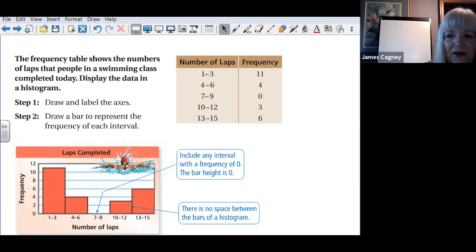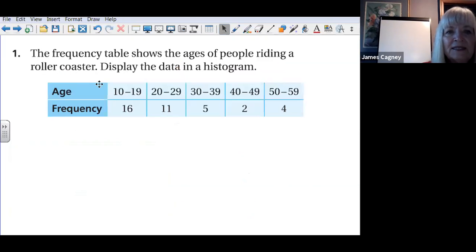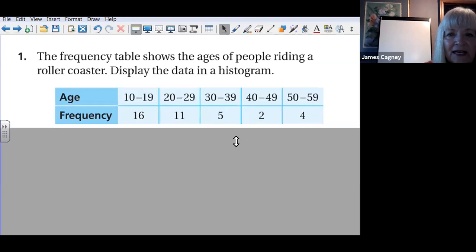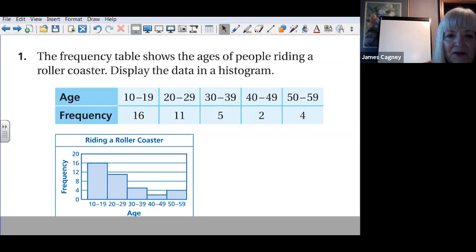Here is one for you to try. This one says the frequency table shows the number of people riding a roller coaster. Display the data in the histogram. If I were you, I would pause this, make the histogram, and then check. So we're going to take a look at this histogram. We'll see how you did.